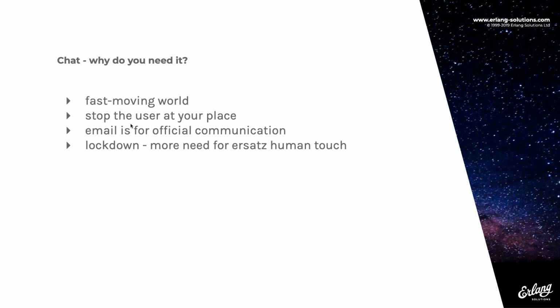Email has been around for decades, and it's more and more used for official communication where you need a record, and it's slow. Email is now a slow medium. But it's more and more instant messaging. And especially today, when we have an almost worldwide lockdown, it becomes even more important to communicate with someone knowing and feeling the person's presence at the other end of the wire. So it sort of adds a human touch to whatever we use.